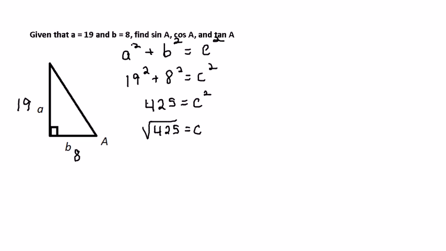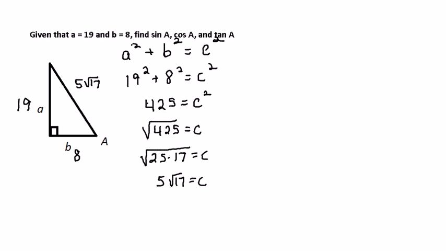425 is 25 times 17. So the square root of the 25 is a 5. So 5 square roots of 17, that's the hypotenuse length. We don't want the decimal approximation from your calculator. We want the exact value with no rounding off. So 5 square roots of 17.